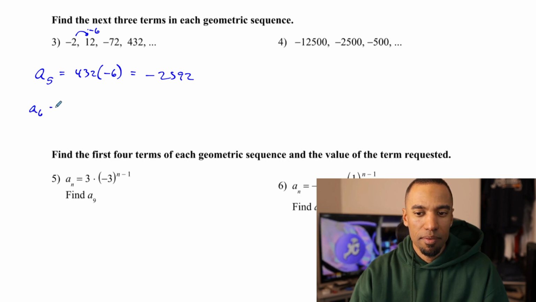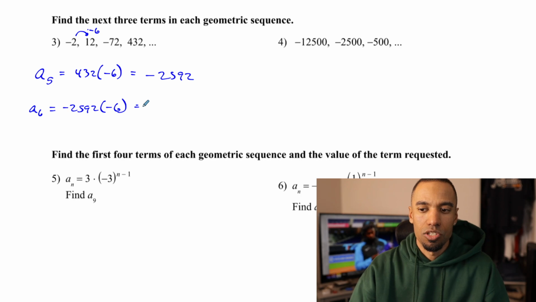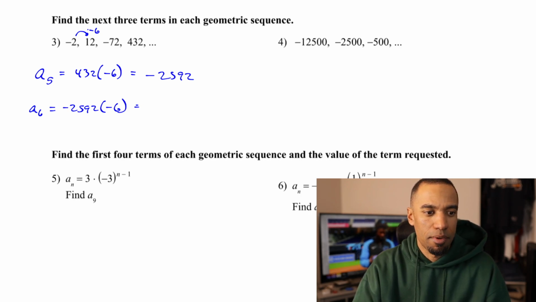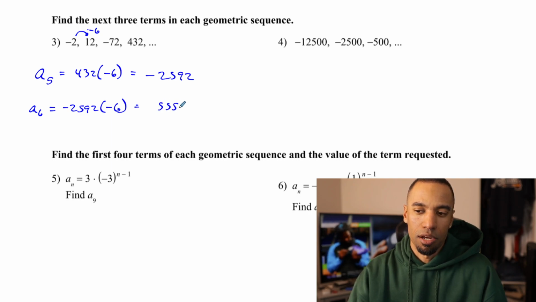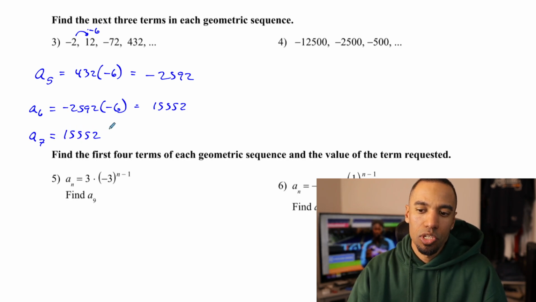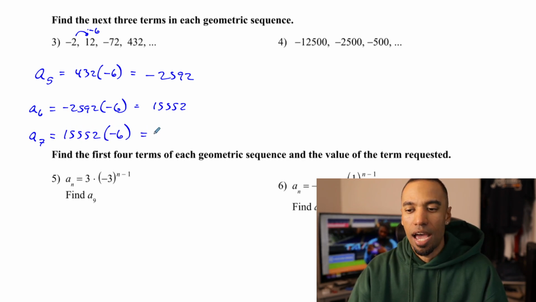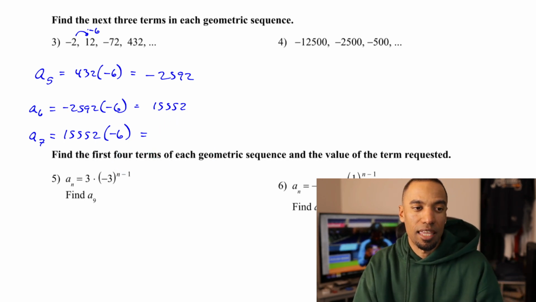Now, to find the sixth term, I'm going to take negative 2,592 and multiply that by negative 6. So just times negative 6 each time here. You don't have to show all this work. Well, you can, but it's not a requirement in any way. But just to give you the idea of what's going on, what I'm doing is called recursion. I am iterating the same rule, the same idea, from the previous term to get the next term.